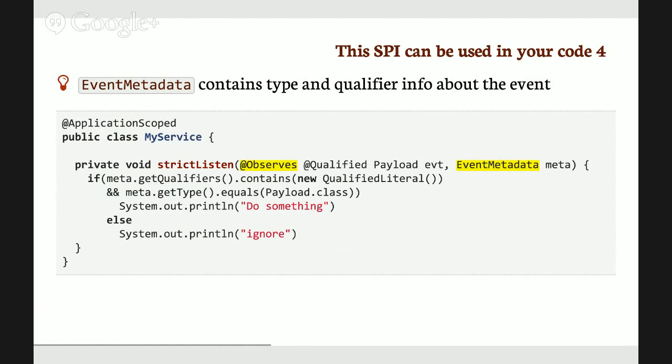So here we are getting the metadata, reading the qualifiers, checking that the qualifiers have the required qualifiers, and that the type corresponds to the payload class. And if it's the case, we do something. If it's not the case, we are not doing anything. So the observers will always be called. We cannot avoid that, but we can choose whether we do an action or not regarding the metadata of the event.